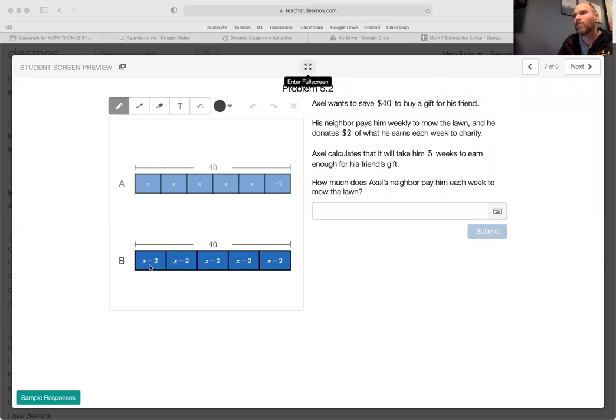Notice how each one of these boxes has a minus 2 in it, and that's from each time Axel takes $2 out of his pay and donates it to charity. Well, what if we got rid of that minus 2? What if we just wanted to know about X? Then what I've essentially done is given Axel $2 of his dollars back, right? We're almost pretending that he didn't donate it to charity.